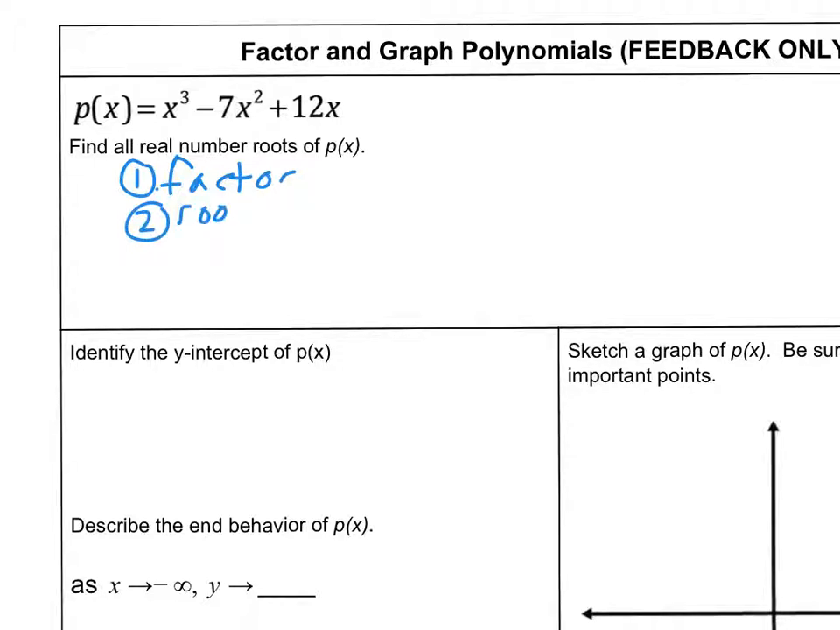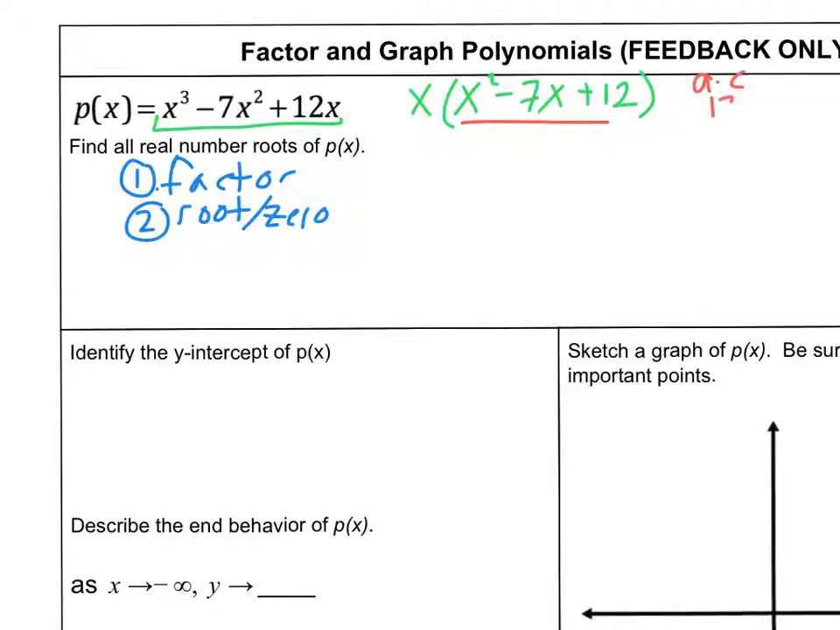So I'm going to call this root or zero finding. And when we're factoring this, I notice that all of these pieces have an x. That means I'm going to take an x out of all of the parts. So we get x, then x squared minus 7x, and then plus 12. Once we do that, we're going to factor the inside. A times c is going to be 12, and we're going to add up to negative 7. In this case, that's going to be negative 4 and negative 3.